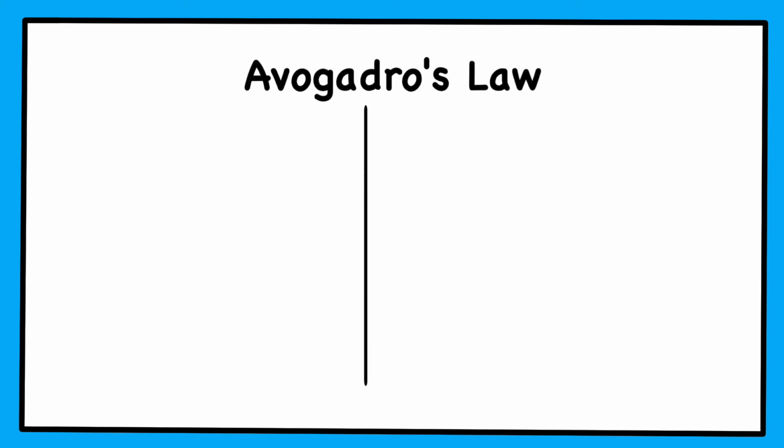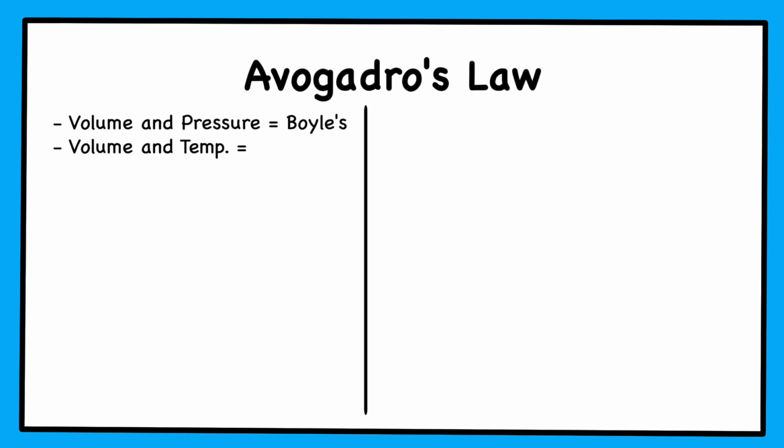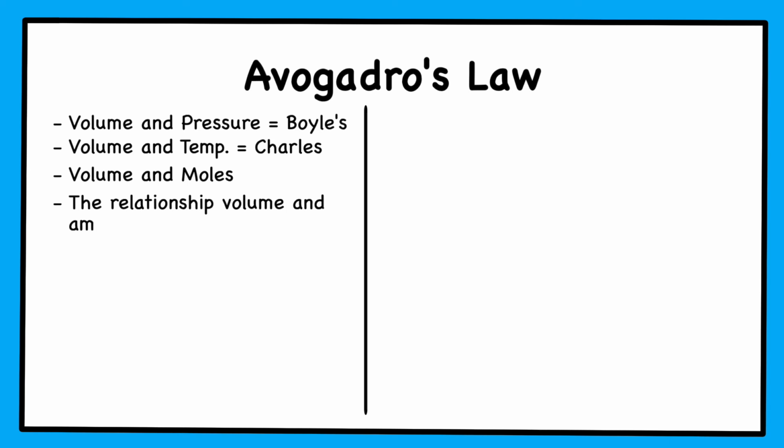Our final gas law that we are going to talk about is Avogadro's law. So we have learned the relationship between volume and pressure in Boyle's law and volume and temperature with Charles's law. Now we're going to see the relationship between volume of a gas and the number of moles of that gas in a given container. Avogadro's law states that the relationship between the volume and the amount of moles of the gas is linear. In other words, as the amount of gas increases, the volume of the gas is also going to increase.